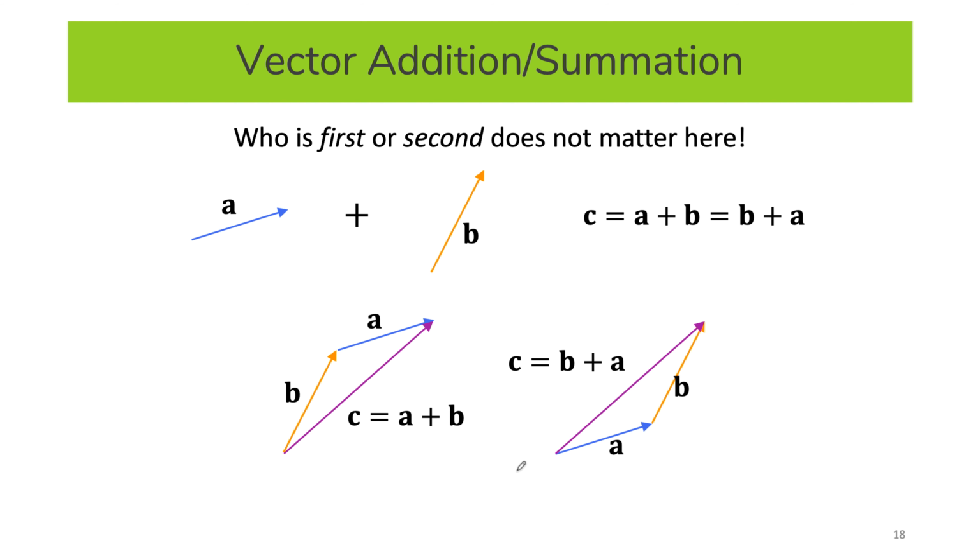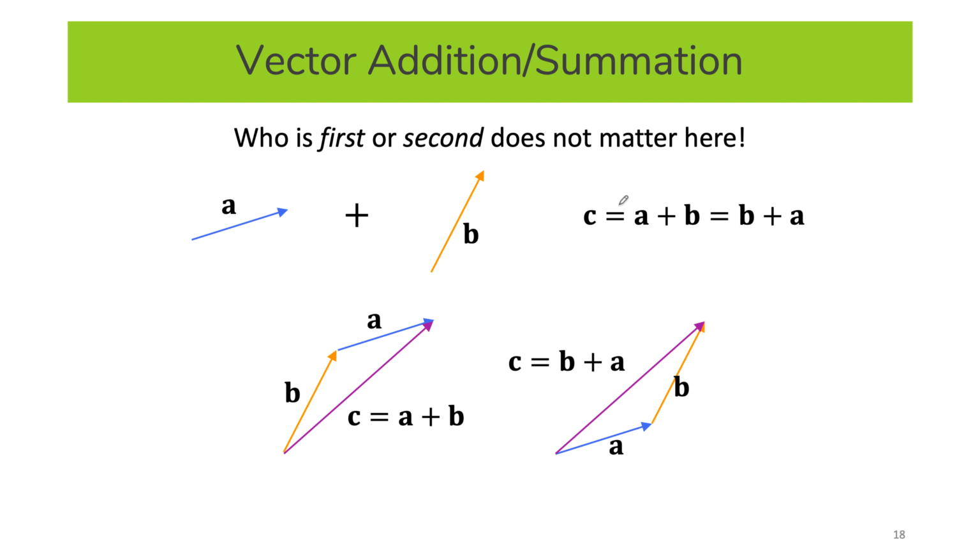Previously, we have seen this. We use B as the second. We start with B and then connect the tail of A to the head of B, and then we draw from the tail of B to the head of A, and that's when we get C. Now, if I start with A, I'm going to connect B's tail to A's head, and then draw from A's tail to B's head. The resultant vector is identical to when I start with B first.